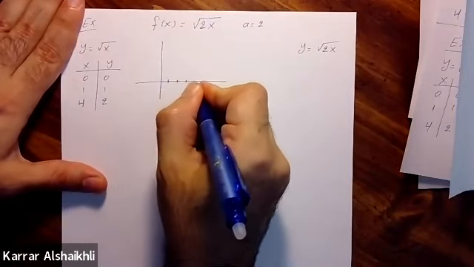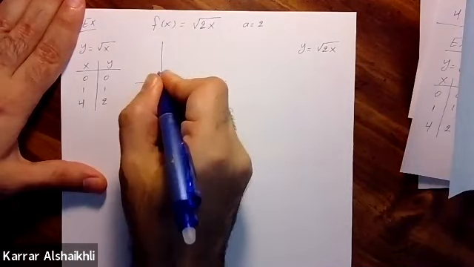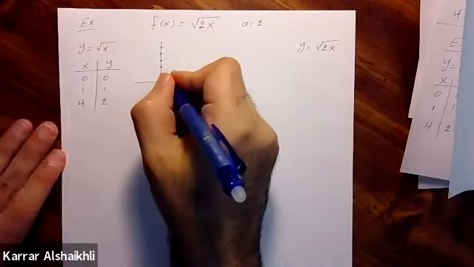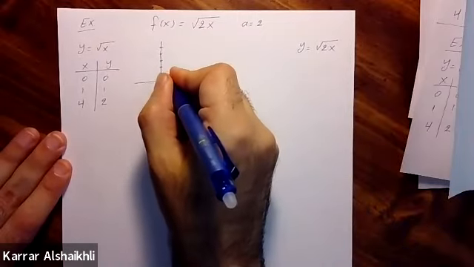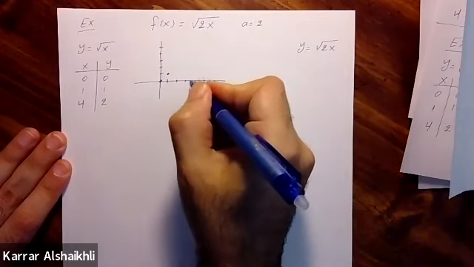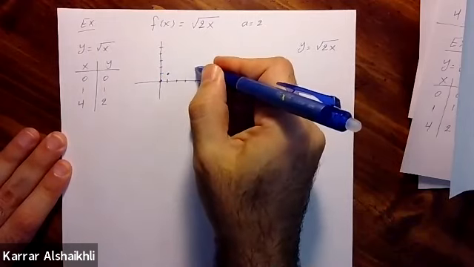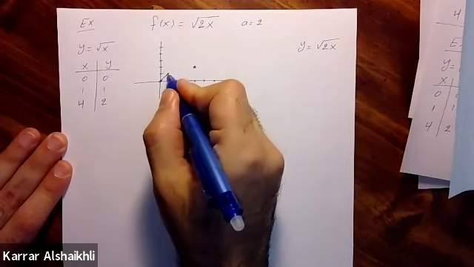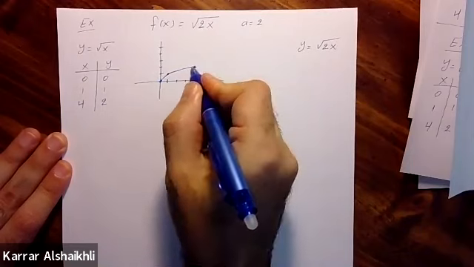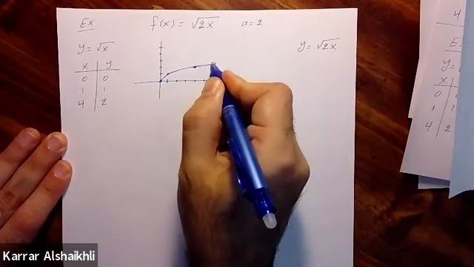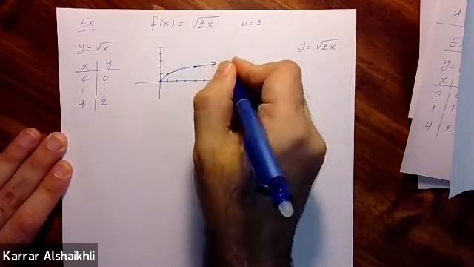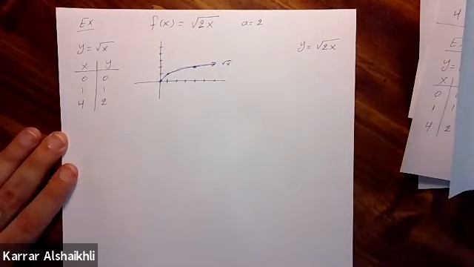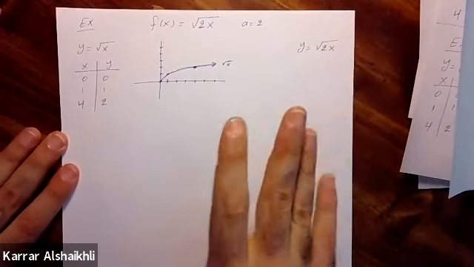One, 2, 3, 4, 5, 6. 2, 3, 4, 5. That's enough. 0, 0 is going to be here. 1, 1 here. 4, 1, 2, 3, 4, and 1, 2 is going to be here. So here is the graph of the basic function. Now, let's figure out how we're going to find the graph for this one by figuring out the table.